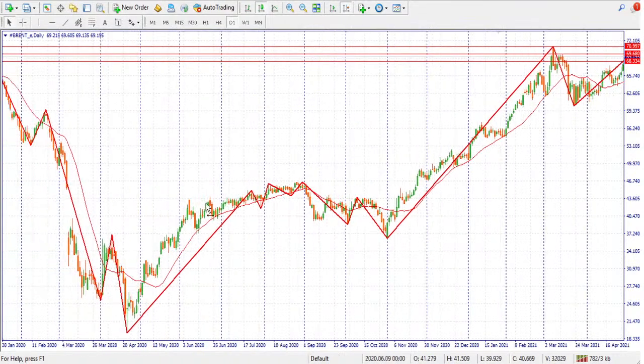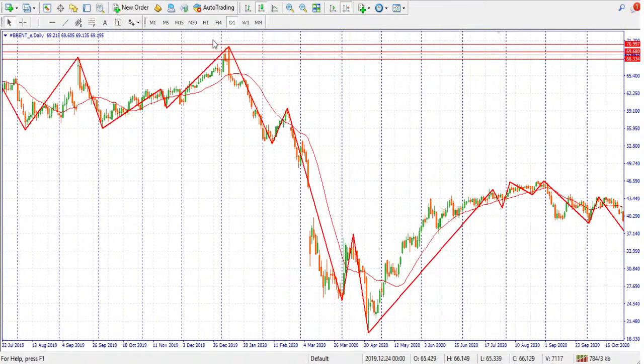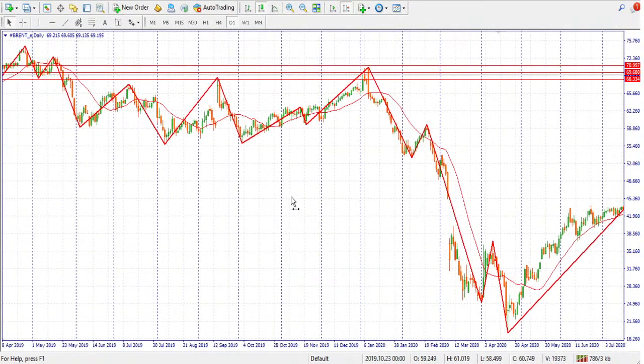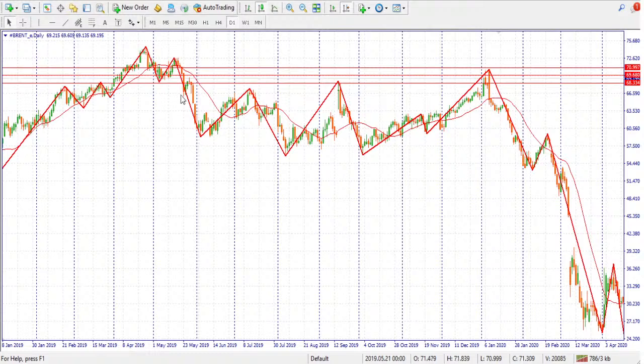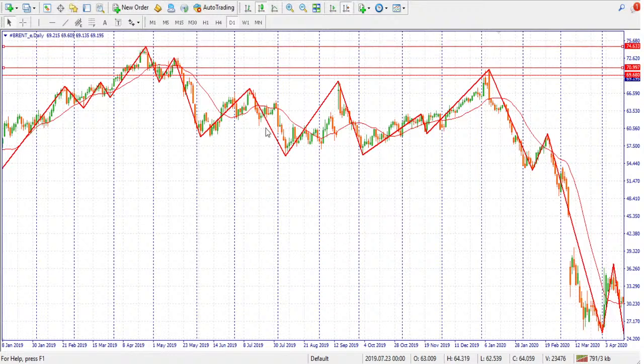This is from the year 2019. This is the highest high so far. Actually, we had another high at this point. So should the price go above 70.997, then the next target is 74.633.